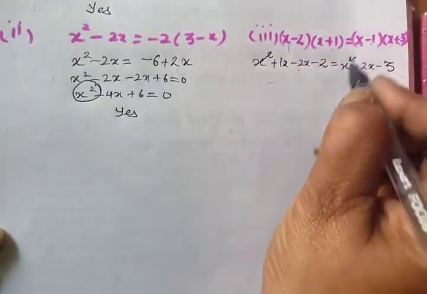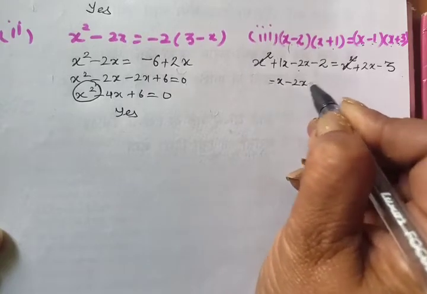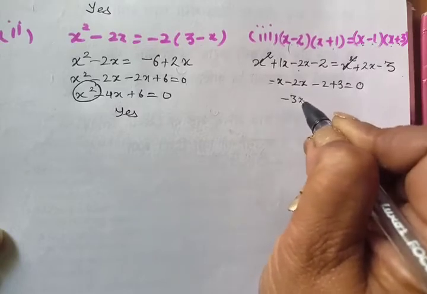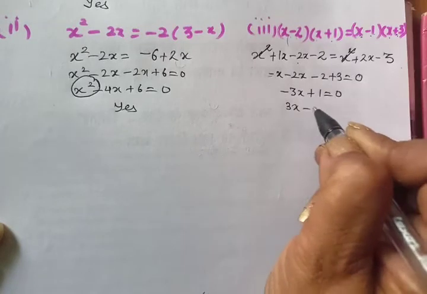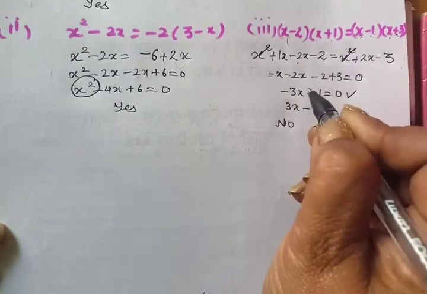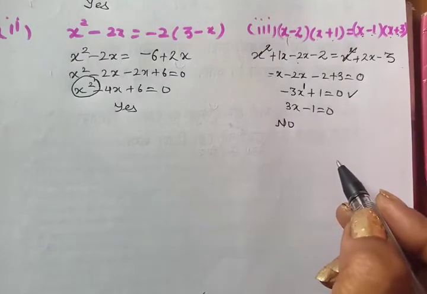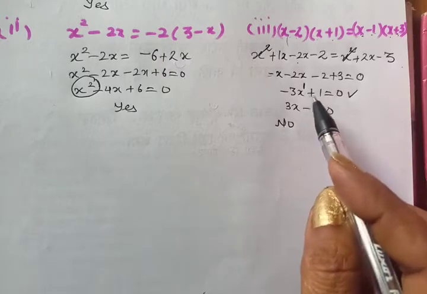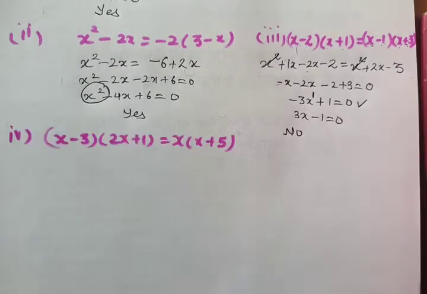So this x square gets cancelled. I am left with minus 1x minus 2x minus 2 plus 3 is equal to 0, or minus 3x plus 1 is equal to 0. If I remove this negative sign, I may write it 3x minus 1, otherwise this is also correct. Now since its degree is 1, what is the degree of an equation or a polynomial? The highest power. So since its degree is 1, it is not a quadratic equation.